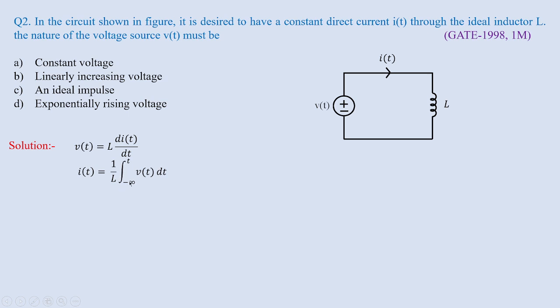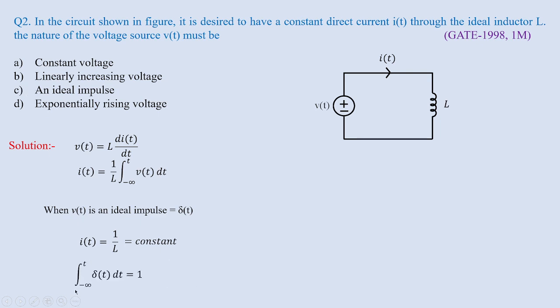Now with these conditions, if at all we choose option C, an ideal impulse, for example, when V of t is an ideal impulse, that is the delta of t, when you're going to integrate this delta t, you're going to get I of t is equal to 1 by L, that is nothing but a constant value. And the question is given that it is desired to have a constant DC current. So if at all you do this, this value, that is impulse value delta t, by looking into the option C, you'll get an instant answer.